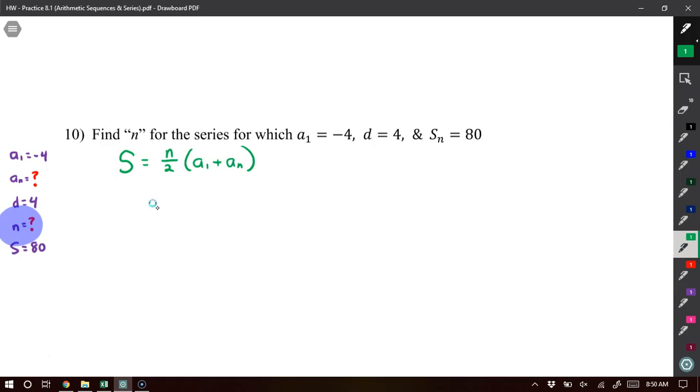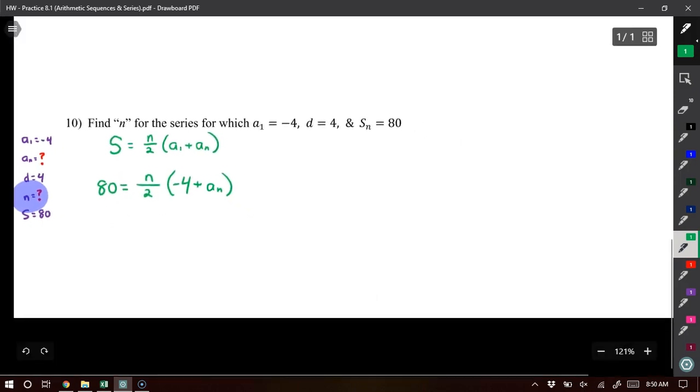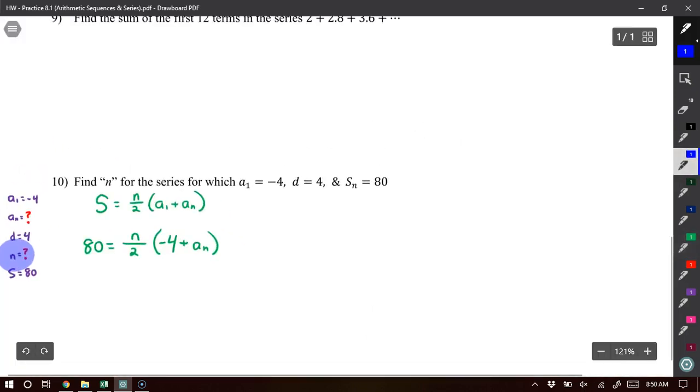I'm just going to plug in what I know. Well, I know my sum is 80. I have no idea what n is. That's one of my unknowns. That's what I'm trying to find. Divided by 2. I know my first term is -4, and I don't know what a sub n is. And so you may get stuck there. But you have to realize if you're missing information in a series formula, go to the sequence formula.